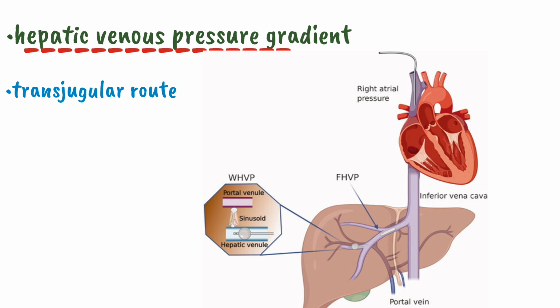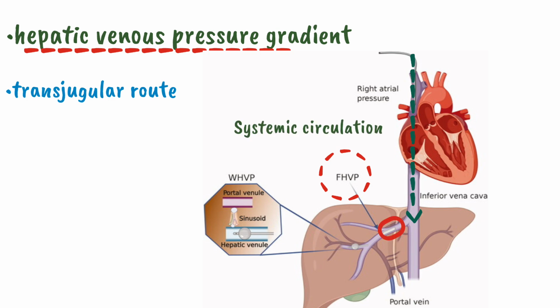Initially, we pass a catheter through the transjugular route and we measure the pressure in the hepatic vein. This pressure is called the free hepatic venous pressure, and it reflects the pressure in the systemic circulation, meaning the hepatic vein. After this, we wedge the hepatic vein and venule, meaning we block it. After blocking it, there will be an increase of pressure and we measure this increased pressure.